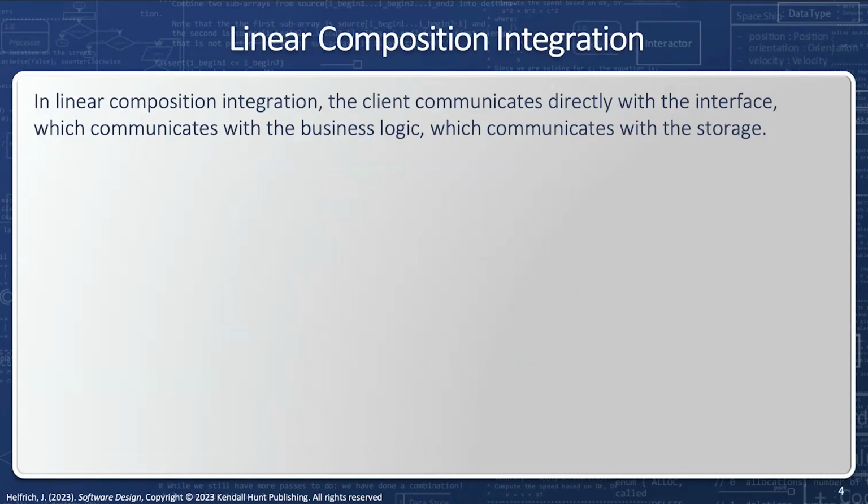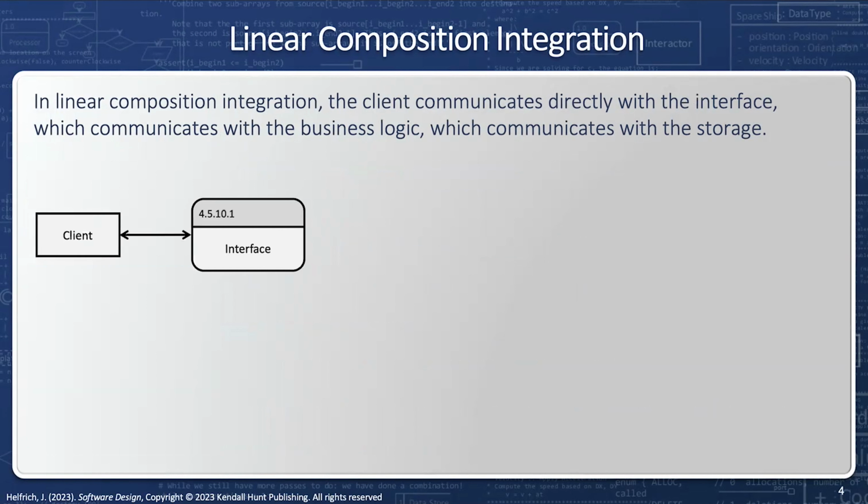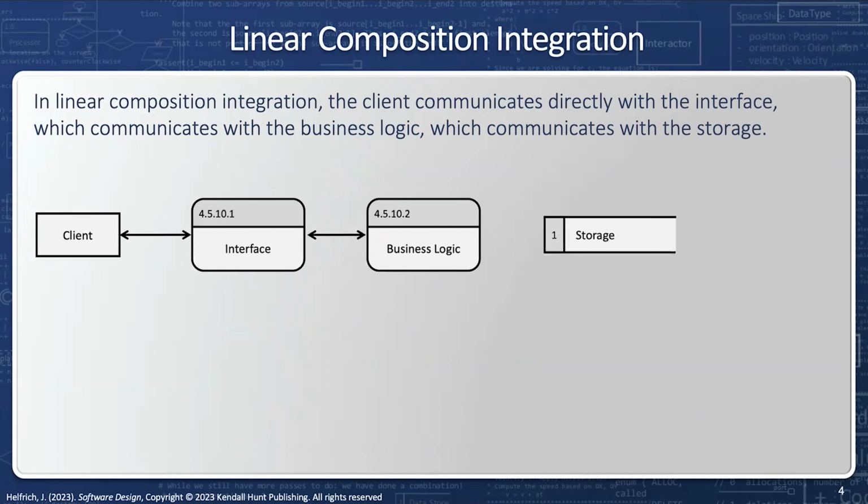First of all, linear composition. As I mentioned previously, this is perhaps the easiest to understand. We're going to start with a data flow diagram. Now we're going to start with the interface, and the interface connects to the client directly. And then the interface is going to connect with the business logic directly. And then the business logic is to connect to the storage directly.